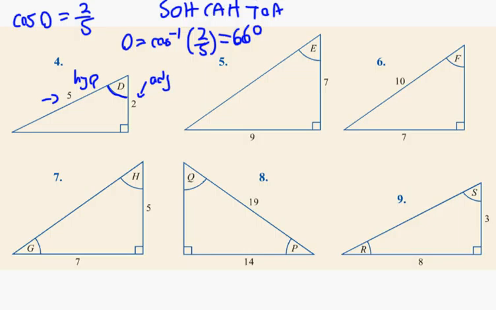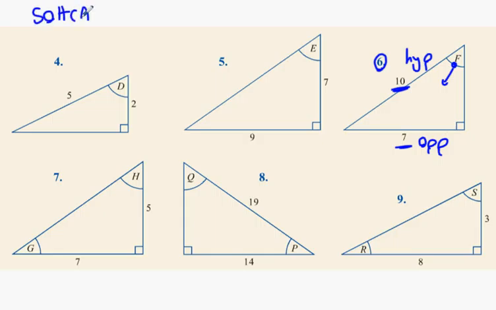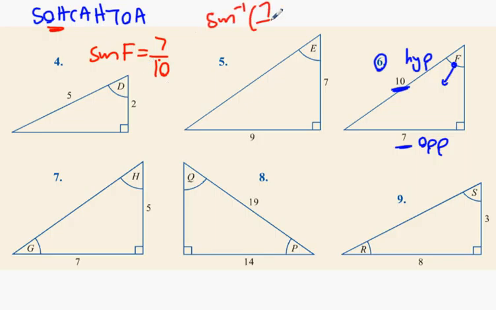Okay, pick another one. Number 6 as an example. What two sides do we know? What the eye looks at is the opposite. The longest side is the hypotenuse, which is 10. What's the rhyme? So, ka, toa. So we're using O and H, which means we're using sin. Sin F equals what? Sine inverse 7 over 10. And what do you get? 44.4, and you round it down to 44.